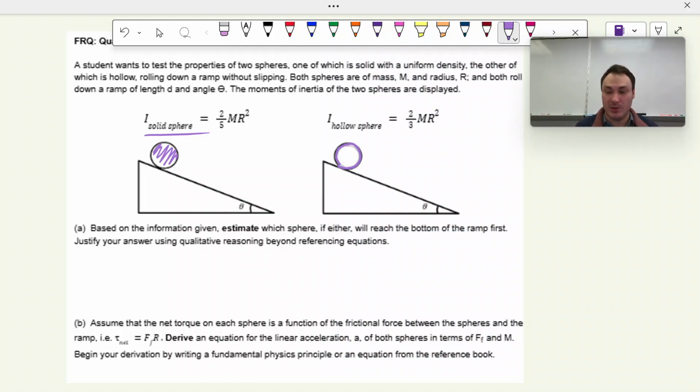The reason why is because the mass is distributed closer to the center of mass of the disc. And in general, when you have mass that's closer to the center of mass of something, it's easier to start to rotate. That is distinguished by its moment of inertia. The object with lower moment of inertia has a better mass distribution and is easier to rotate. So the solid sphere will reach the bottom first.